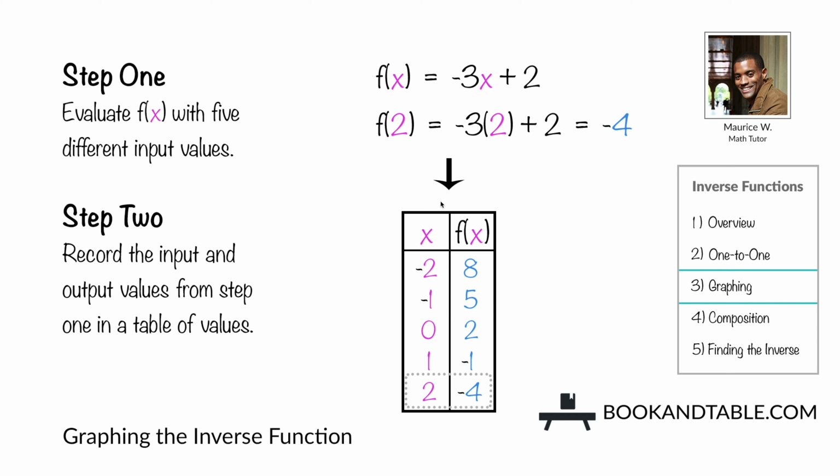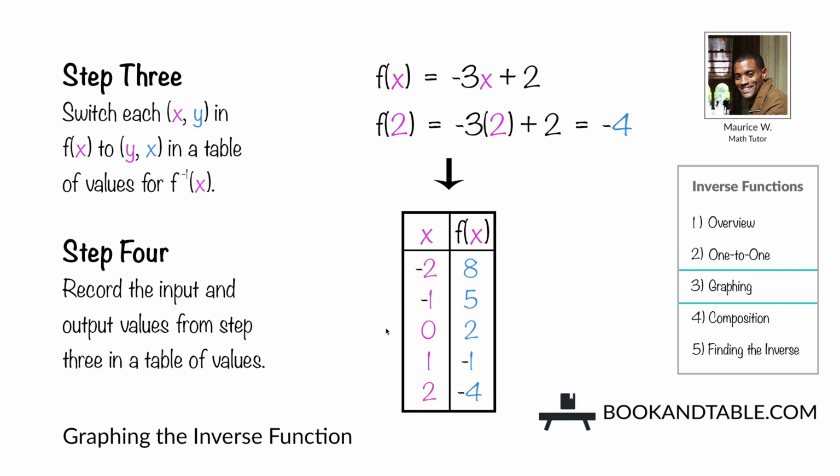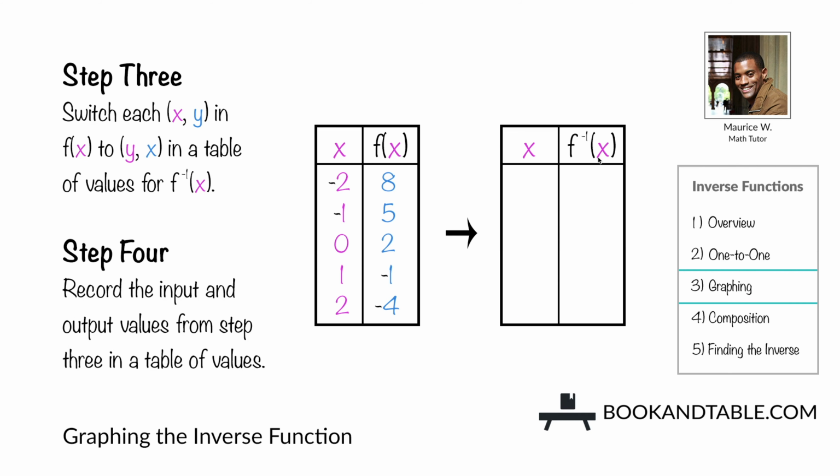And now that we have a table of values for f of x, we can create a table of values for the inverse function. And we do so by switching each x, y in the ordered pairs of the original function. So you want to create a table for the inverse function. You have your x's and your y values. This is your table for the original function, f of x. This is the table for the inverse function. And now we take each of these ordered pairs and switch their x and y values.